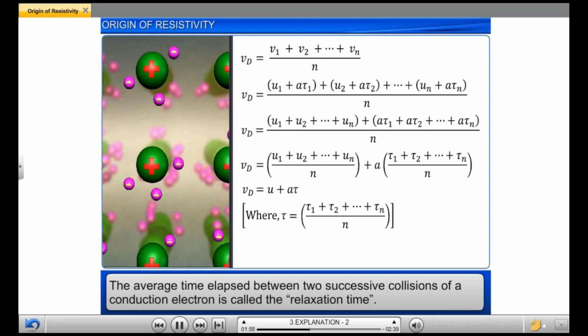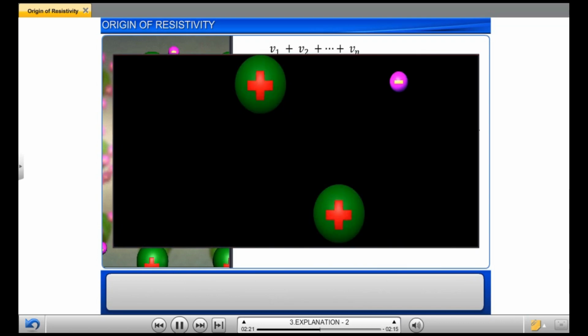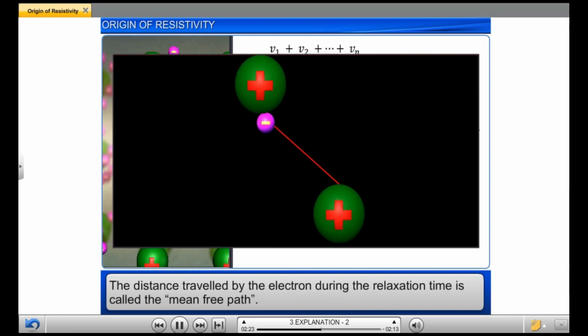This average time elapsed between two successive collisions of a conduction electron is called the relaxation time. It is of the order of 10 power minus 14 second. This implies that an electron is free from any collision for the duration of 10 power minus 14 second and is relaxed. The mean distance travelled by the electron during the relaxation time is called the mean free path.